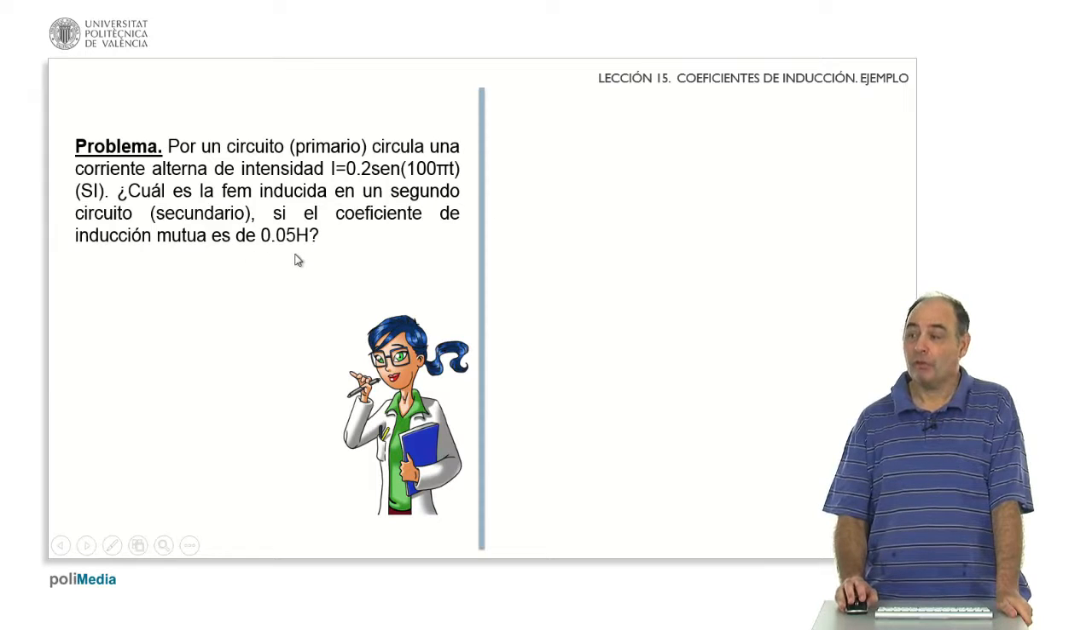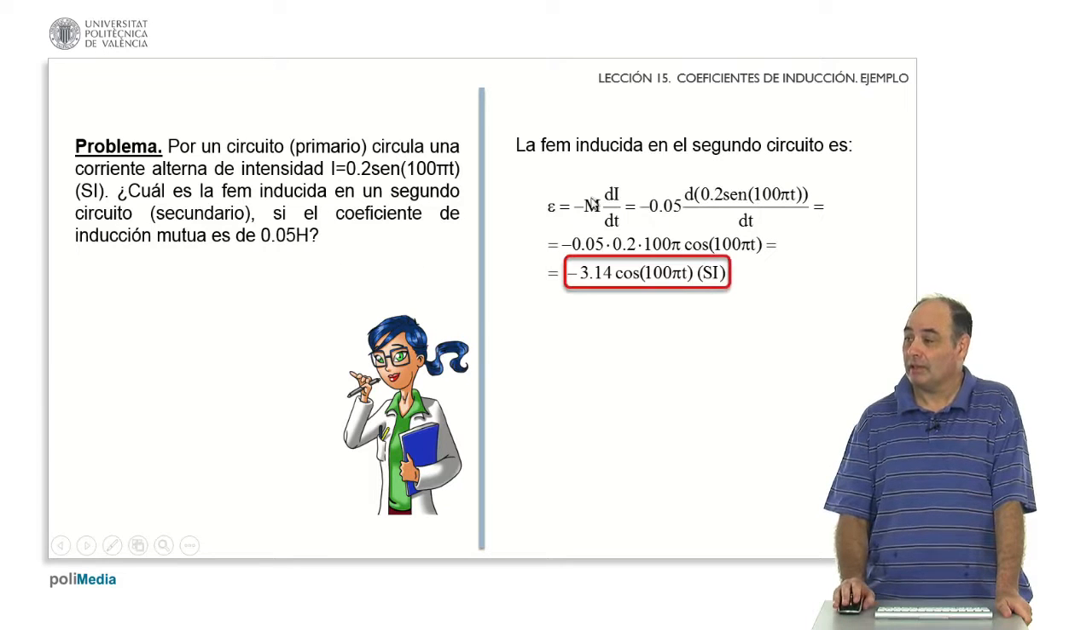Knowing that the mutual induction coefficient is 0.05, it is as simple as applying the equations that we have already seen. In the second circuit, epsilon equals minus M times the derivative with respect to t of the current. M is known, and the expression of the intensity as a function of time we know. Now we just have to derive 0.2 times cosine of 100 pi t, times 100 pi, which is the derivative of the inside, and we have this expression: minus 3.14 cosine of 100 pi t.